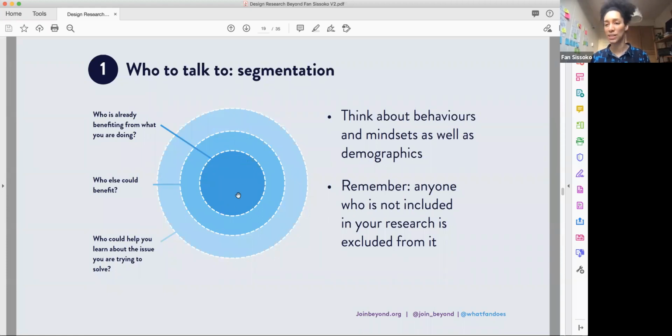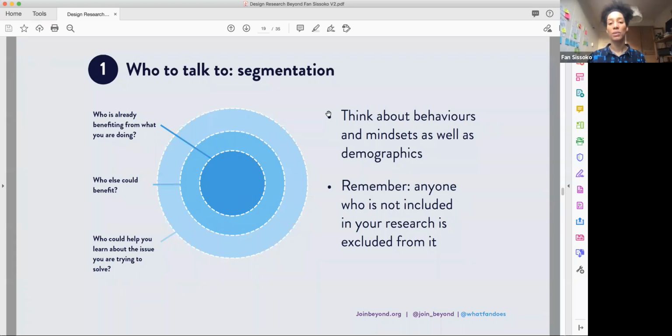So people you already kind of know, but who might give you a new perspective on what you're doing, people that you don't know and would benefit from you reaching out to them, and then people who you could draw on their expertise to design what it is that you're designing.